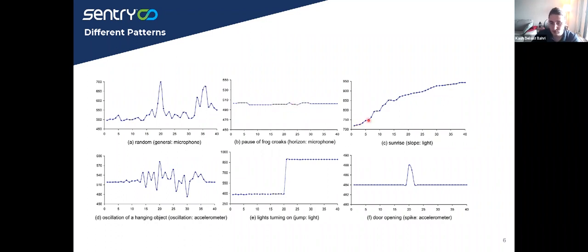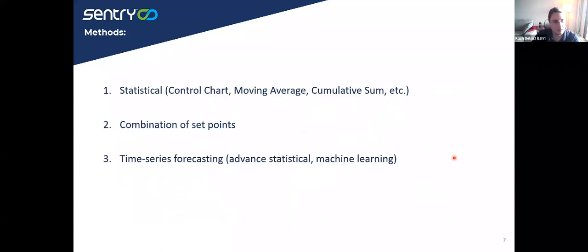We might have an increasing or decreasing slope. We might have fluctuation in the signal. We might have a sudden jump in the signal, which remains in the new baseline, and we might have some random spikes. So it is important to identify different patterns and basically raise alarms based on those changes.